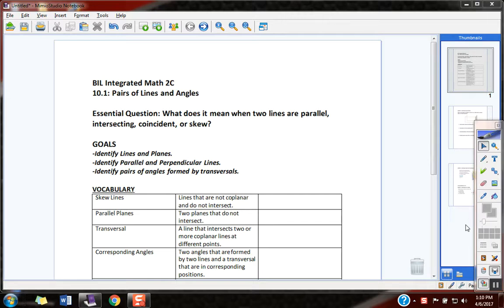Guys, we know what parallel lines are, right? Yeah. You've heard the joke. Parallel lines have so much in common, it's a shame they will never meet. Perfect. Intersecting lines, they're going to cross. How about this term right here, coincidental, or coincident lines? Anybody know what that is?